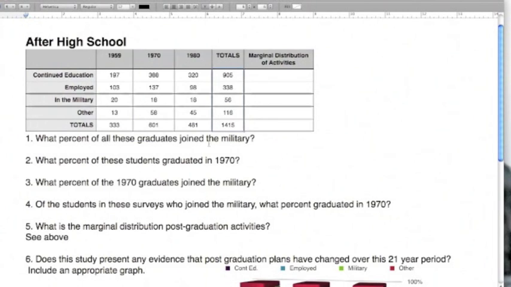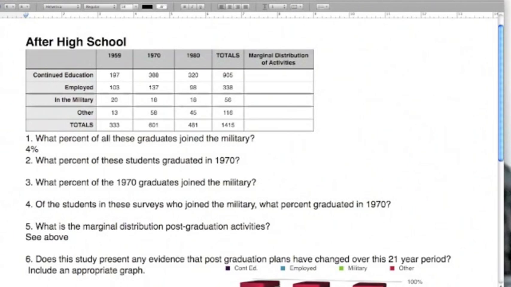In this case, it says what percent of all the graduates join the military. Of all of the military group, we have 56 of all three graduating classes, 56 people join the military, out of a total of 1415. In order for this, we would simply divide. 56 out of the 1415 actually went into the military overall. So this would be approximately 4%.